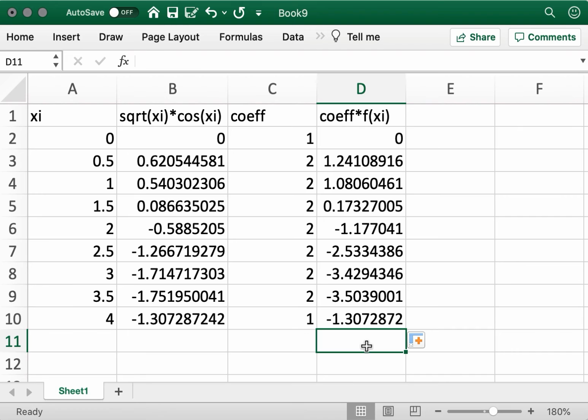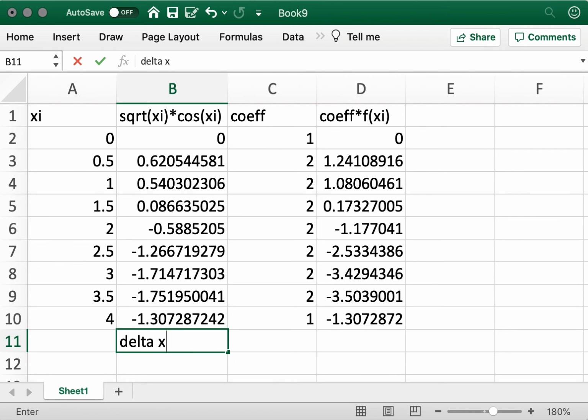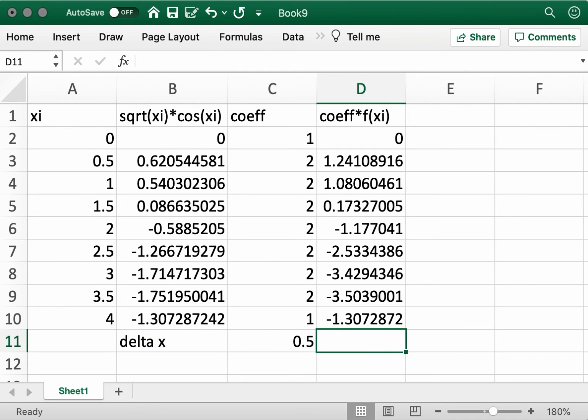Inside the trapezoidal rule. I'll get it straight, folks, I swear. Now for our trapezoidal rule, we need a delta x, and the delta x is 1/2, right? We already figured that out. And now I'm ready to put all this together.